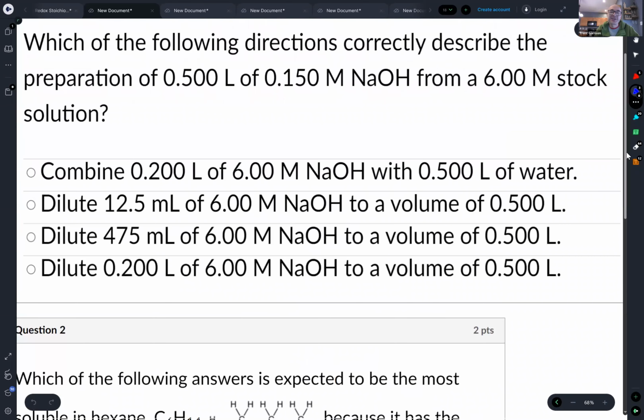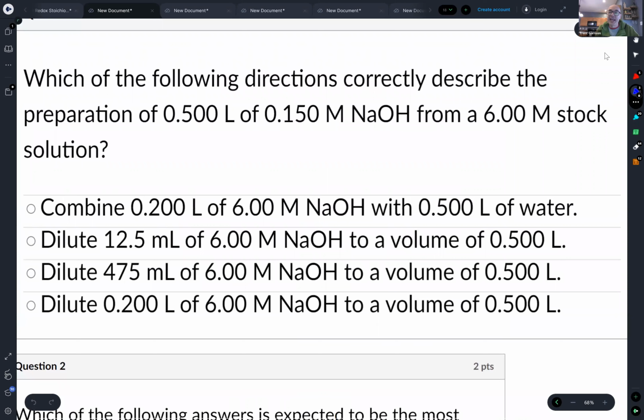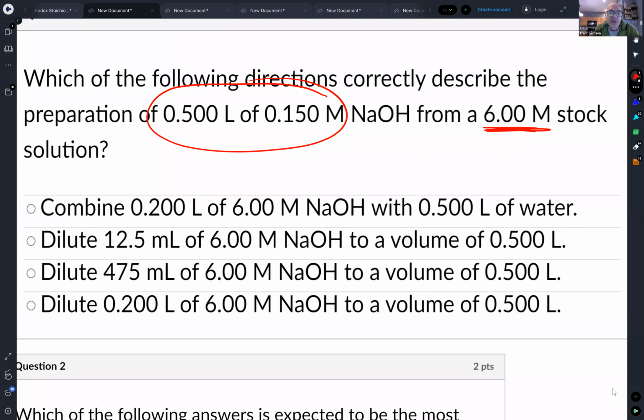So in this first question, we are dealing with, again, solutions, but this first question is actually the M1, V1 dilutions, but without the math portion of it. So what we're asked to do is just to figure out how we're going to put this together into a formula. What we need is 0.5 liters. So this 6 molar, we've got to turn it into a 0.15 molar.